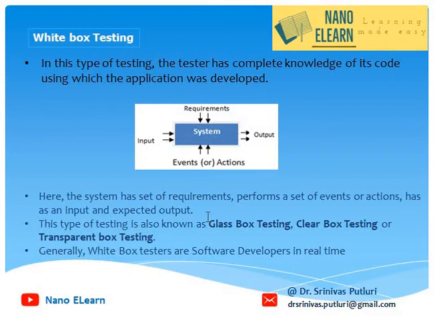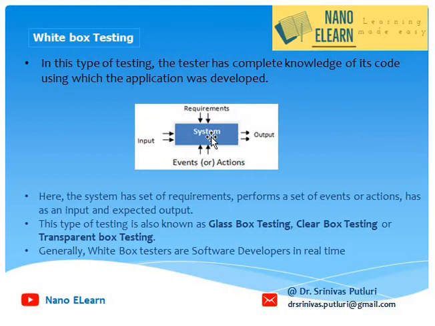In our classification, the next type of testing is white box testing. In this type of testing, the tester has complete knowledge of the code using which the application was developed. That is, here the system is treated as a transparent box or glass box. Just like if you place any object inside a glass box which is transparent on all sides, you can see the object inside it from any side of the glass box. Similarly, here the system is treated as a white box or glass box.